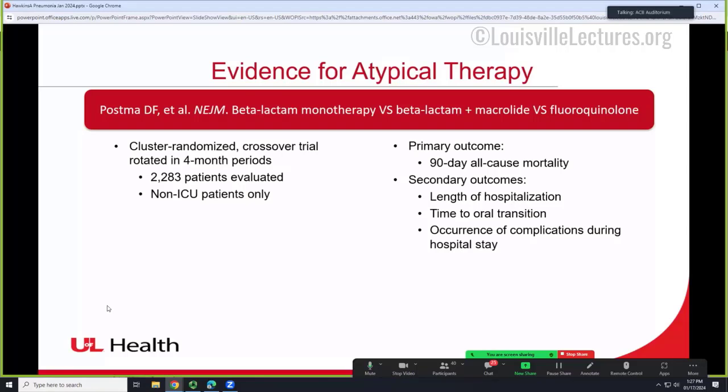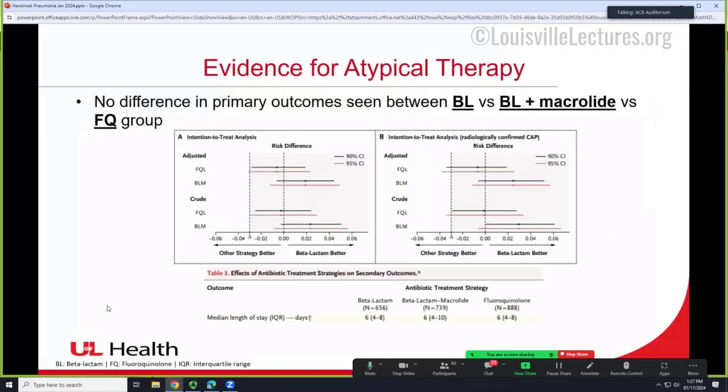Should we be utilizing one of these strategies for our patients? Their primary outcome was 90-day all-cause mortality. They also looked, of course, at length of hospitalization, time to oral transition, and occurrence of complications during the hospital stay. What they found here was that there was really no difference between the groups. So it depends on how you like to interpret literature. One person might say, well, if there's no difference, then cool, I can choose whatever I want, right? And one might say, well, if there's truly no difference, why wouldn't I use the one that's best for my patient from a stewardship standpoint, right?